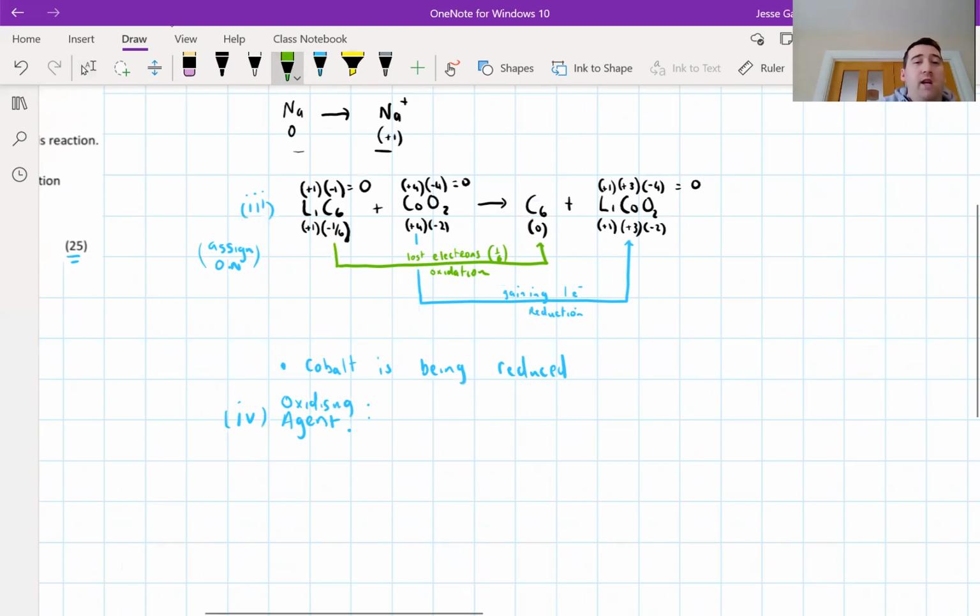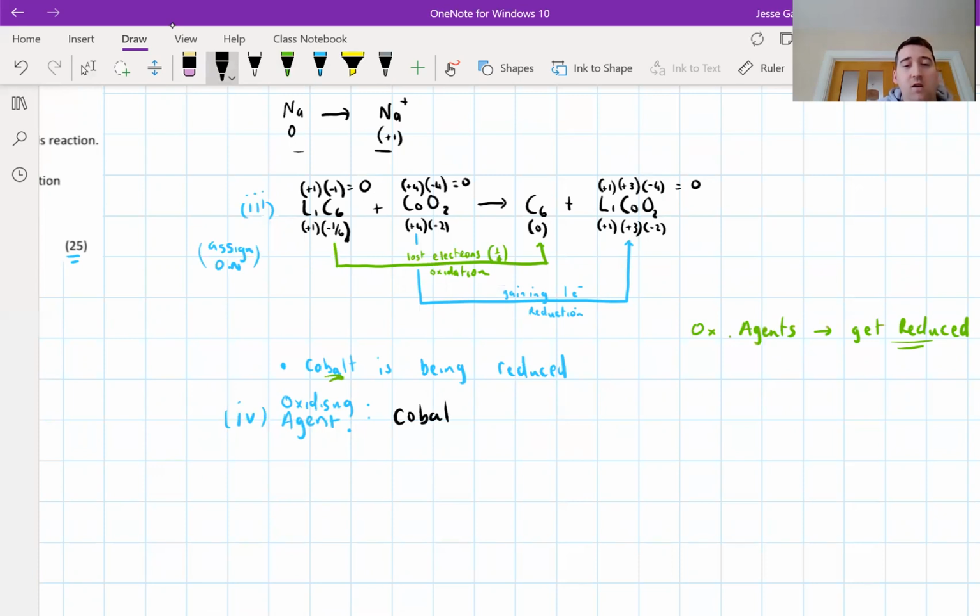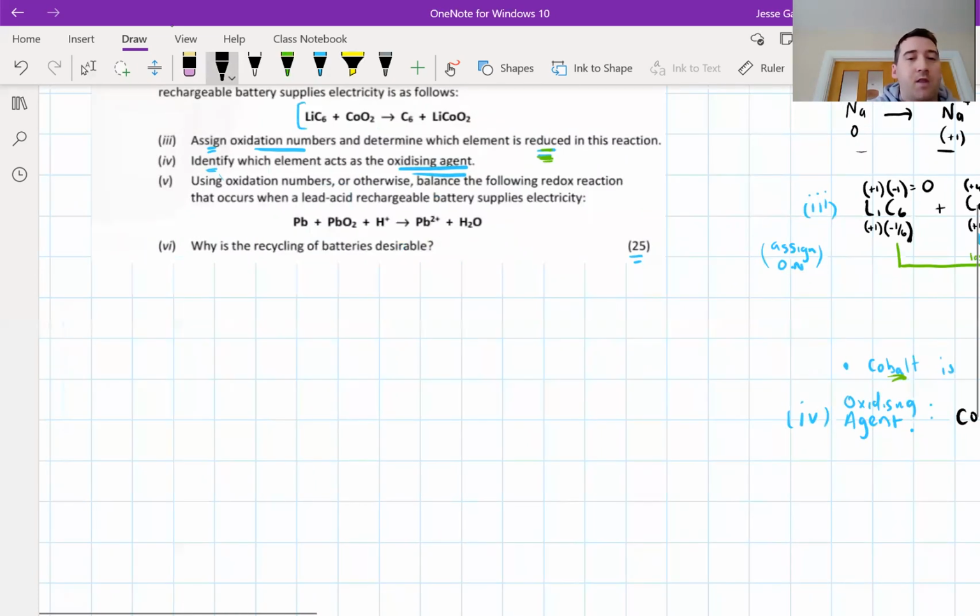All right, so this should have been really easy for some of you because you know the rules. Oxidizing agents, they cause oxidation, and in doing so, they get reduced. That's the rule. Oxidizing agents get reduced. And we just said that cobalt has been reduced. So the oxidizing agent has to be cobalt. Well done, we got that right. Cobalt is the oxidizing agent because it got reduced. If you were looking for the reducing agent, you'd be looking for the thing that got oxidized. Next bit.